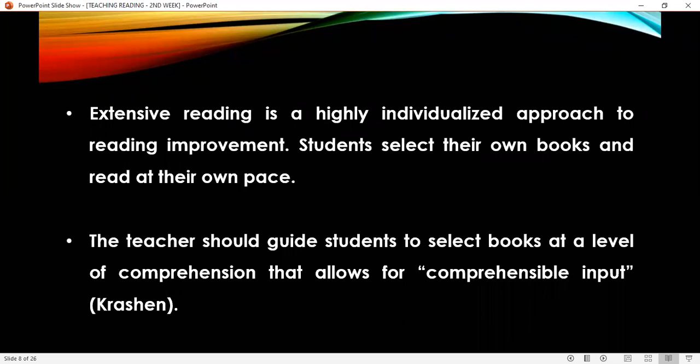So he proposed and he says that in order to learn or acquire a language, we are going to have input. Remember that we talked about it in the last lesson, no? Input, output. Input, what we receive. Output, what we produce. So comprehensible input. So if they want to read a book of 300 pages and with some advanced structures, at the end maybe the student is going to get bored or disappointed and he's not going to read anything. So that's why the teacher should guide students to select books.